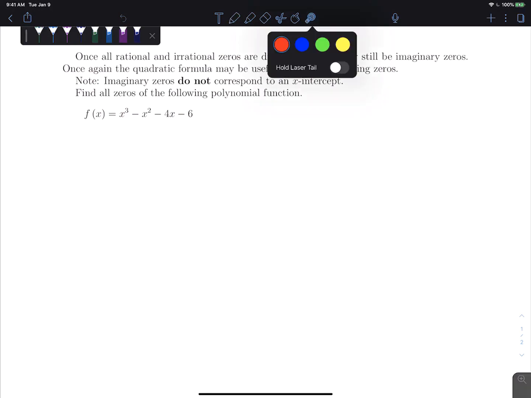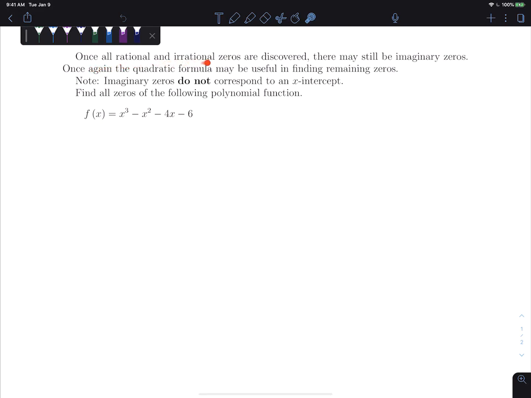Hello. In this video, we're going to start talking about non-real complex solutions. Once all rational and irrational zeros are discovered, there may still be imaginary zeros. Once again, the quadratic formula may be useful in finding the remaining zeros. Also note, imaginary zeros do not correspond to an x-intercept.